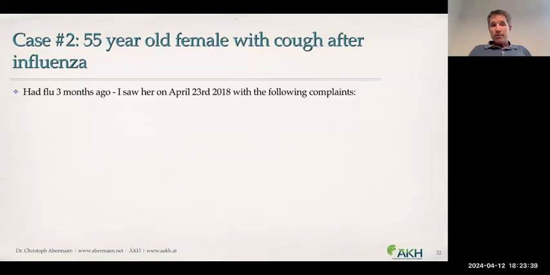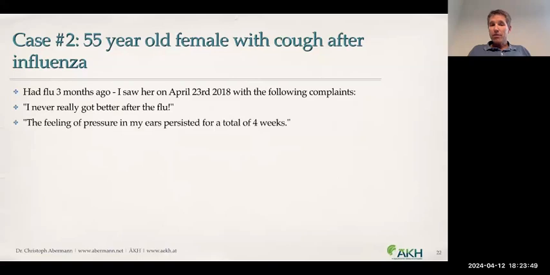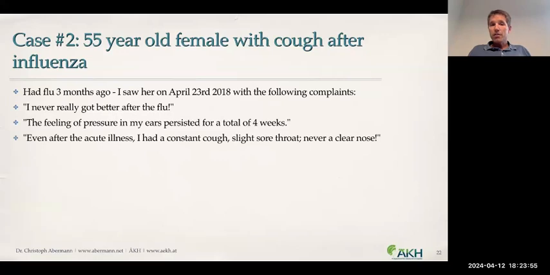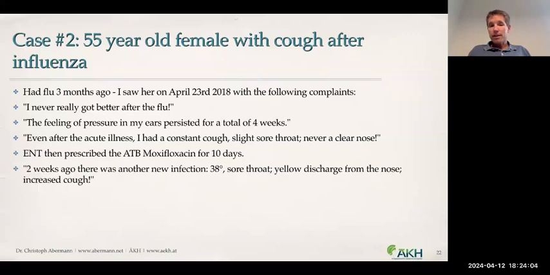So now, very shortly, on the patient. The patient was a female who had the flu three months ago, and I saw her in April 2018 with the following complaints. I never really got better after the flu. The feeling of pressure in my ears persisted for a total of four weeks. Even after the acute illness, I had a constant cough, slight sore throat, never a clear nose. The ENT then prescribed antibiotics for 10 days.